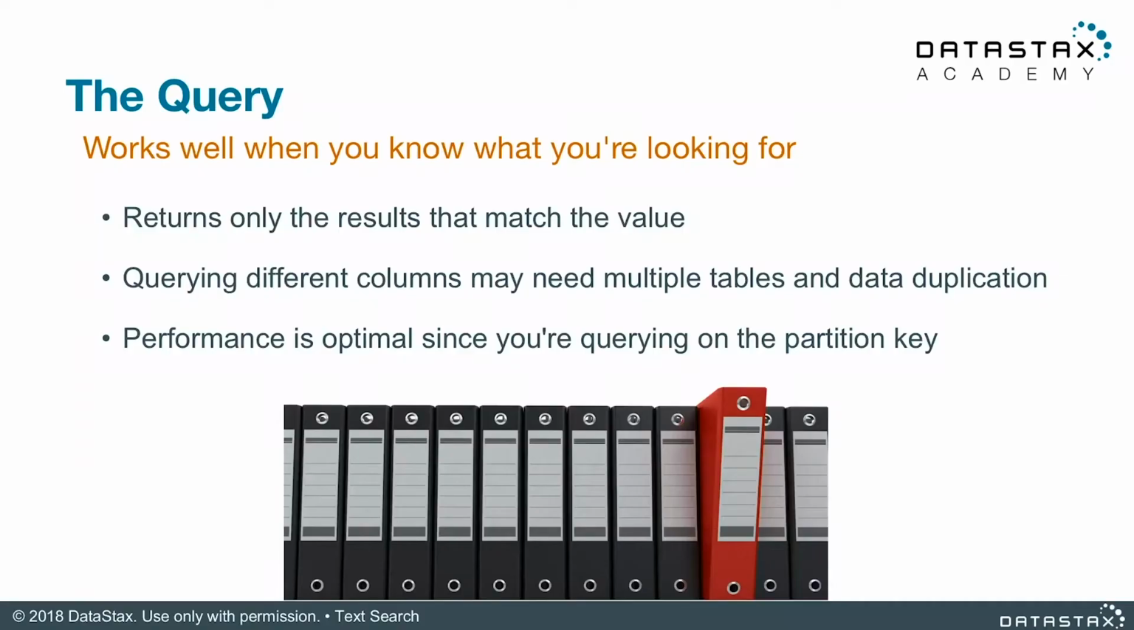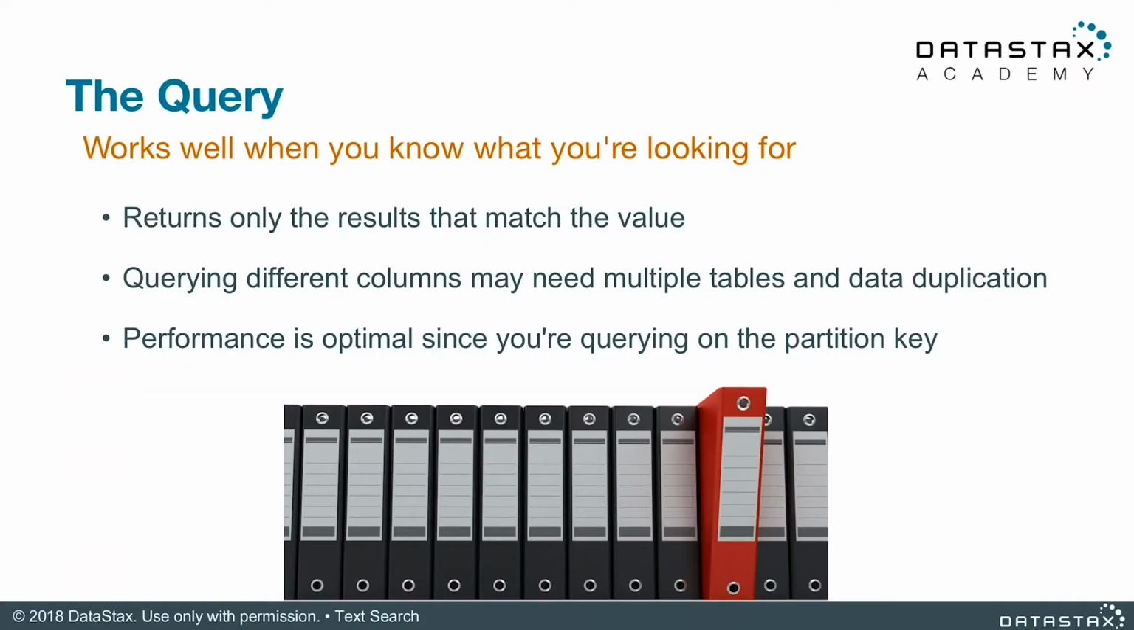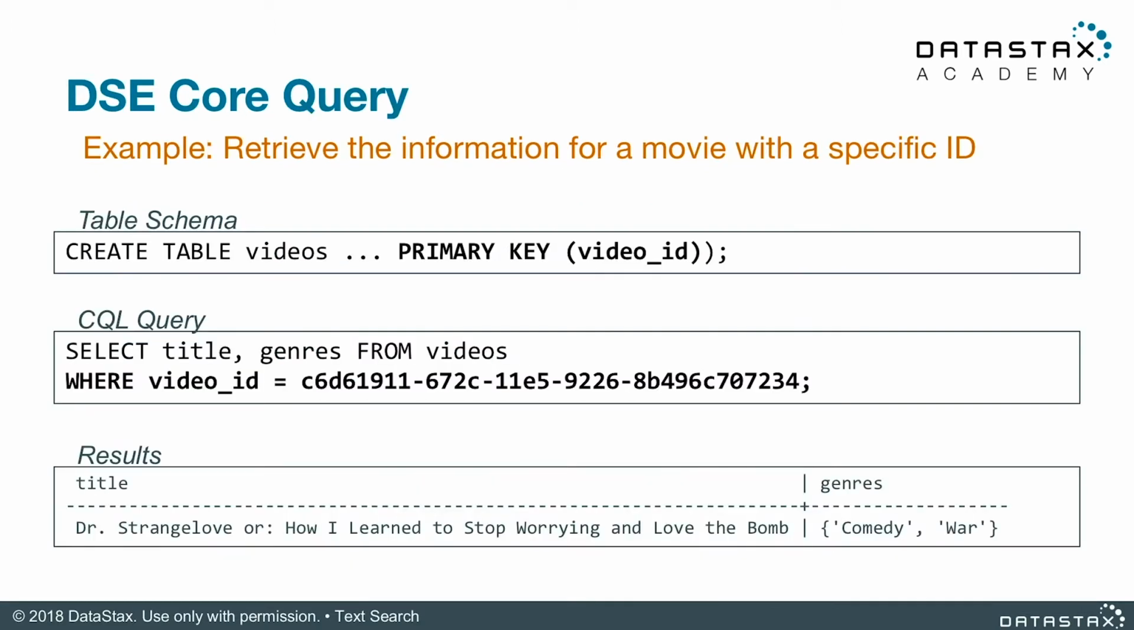Now let's take a step back and analyze what the difference between a query and a search really means. A query is going to return only the results that match the value provided. Performance is going to be optimal since you're querying on the partition key, and that acts as a lookup. In CQL, querying different columns may need multiple tables and data duplication. An example is, as we see here, retrieving the information for a movie with a specific ID.